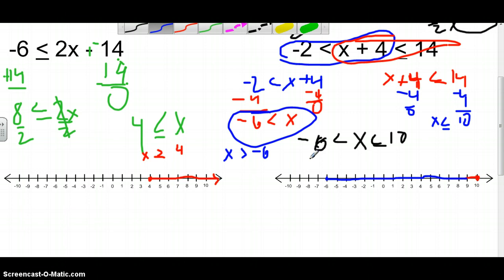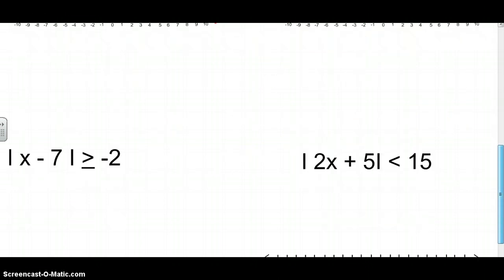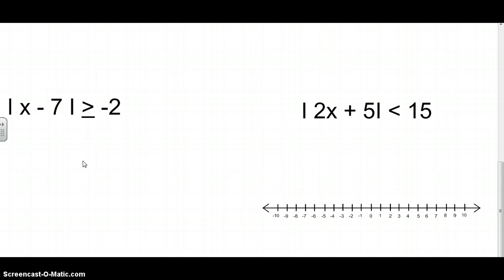Okay, but your answer must be written in this compact form here. So make sure you have your answer in compact form and then your graph. Okay, all right, let's move down to the next one. We have some inequalities here, or excuse me, absolute value. Write down the absolute value problem, pause it and solve it, and come back.